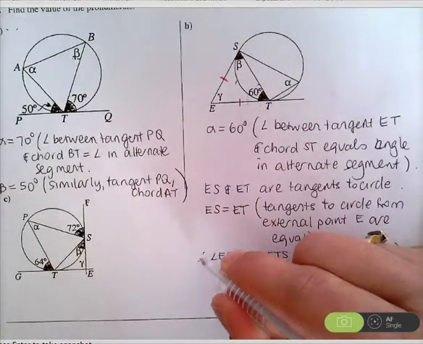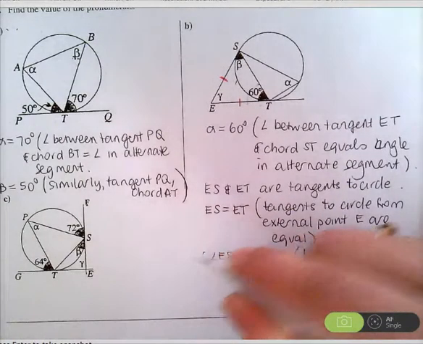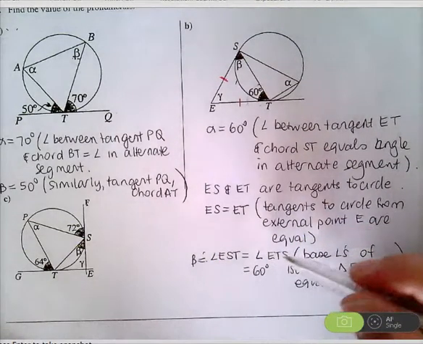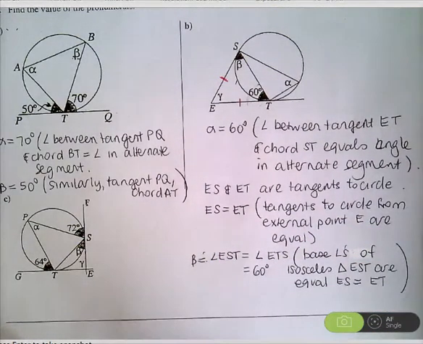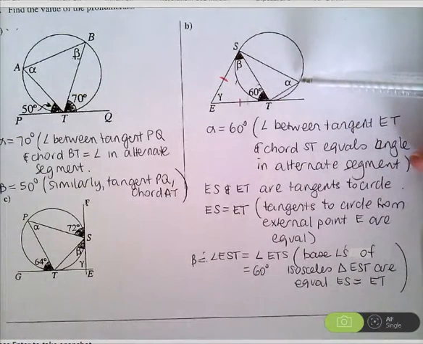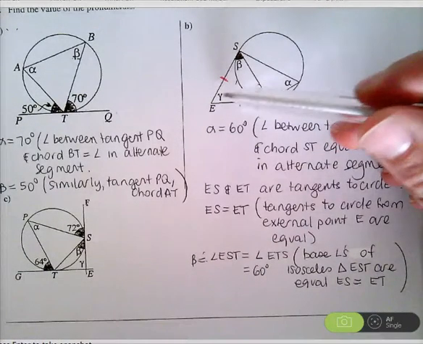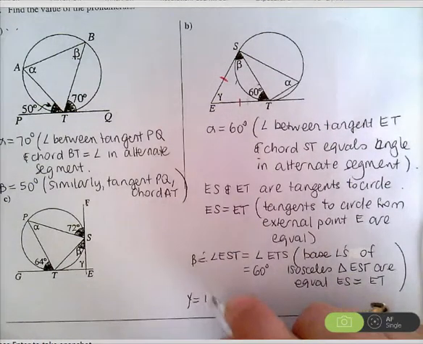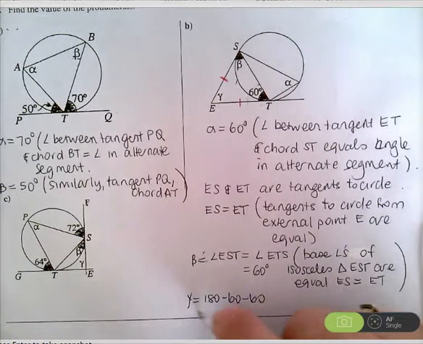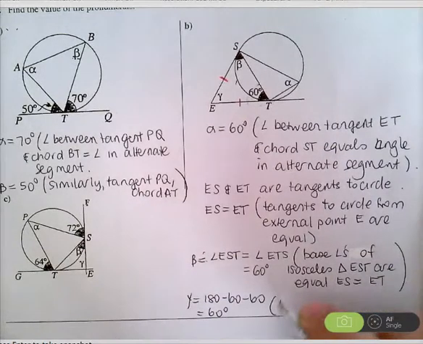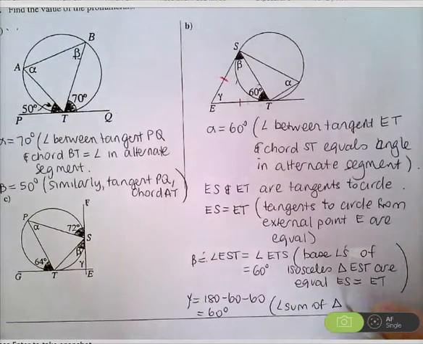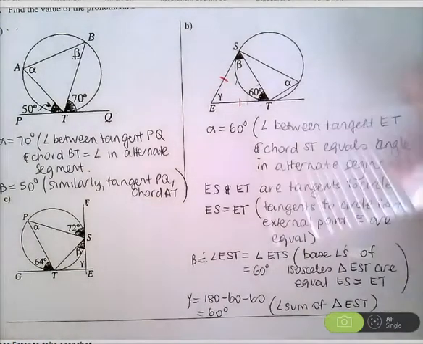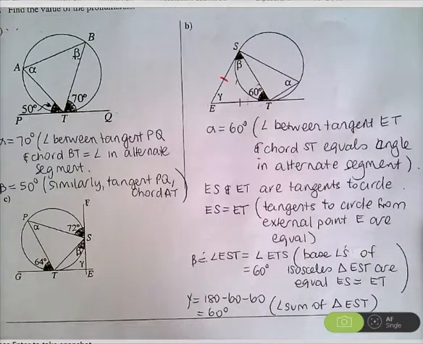So therefore we've got that beta, which happens to be angle EST, is equal to angle ETS, which is 60. So we've worked out beta and we've worked out alpha. Now we know that gamma, beta, and 60 are in the one triangle, so we can say that gamma is 180 minus 60 minus 60, which is 60 degrees, and the reason is just the angle sum of triangle EST. Okay, so therefore all three angles there are 60 degrees. Make sure you put in all the reasons.